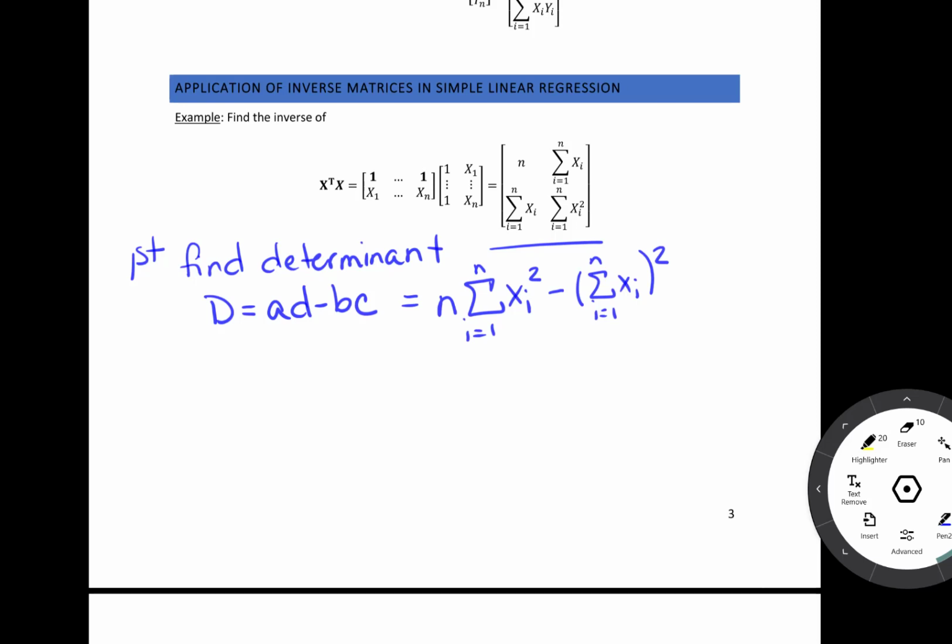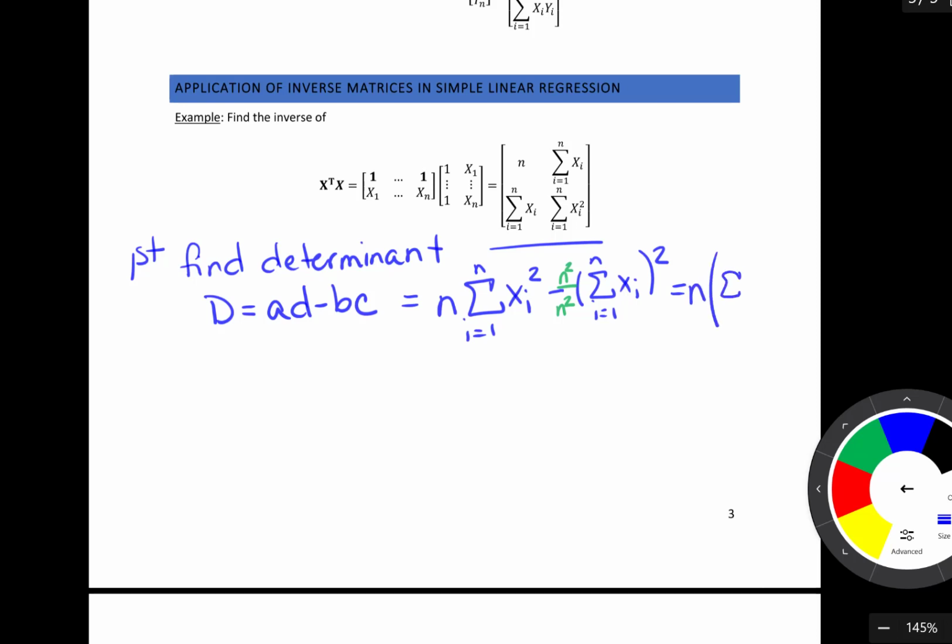Now, one thing that we could do is notice if I multiplied this term by n squared over n squared, in other words, I'm really just multiplying it by 1, we can show that this is equal to n times the sum i equals 1 to n x_i squared minus n times x bar squared. And you might say, well, why is that useful? Well, that can be shown if you go back and look at the Module 2 notes. This is actually equal to n times Sxx.